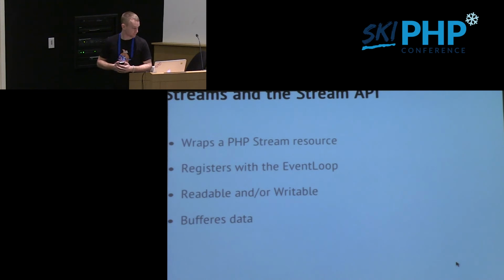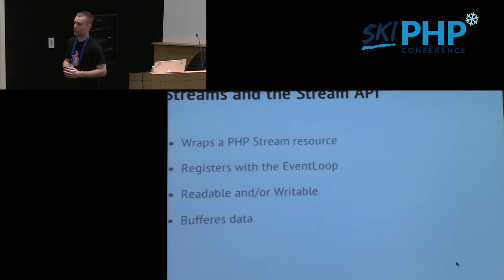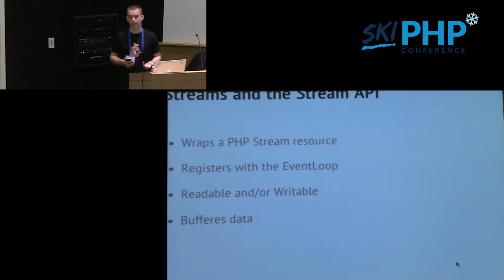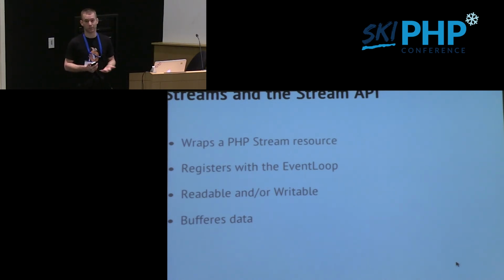So, streams. Streams are an API for handling input and output. This demo's been all about networking and sockets and TCP. But streams are a generic wrapper for anything that can be asynchronous. The next most common thing would be file systems, which we don't have in React, but we have in a PR and are trying to work on.